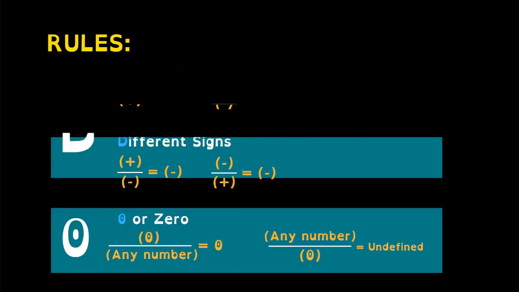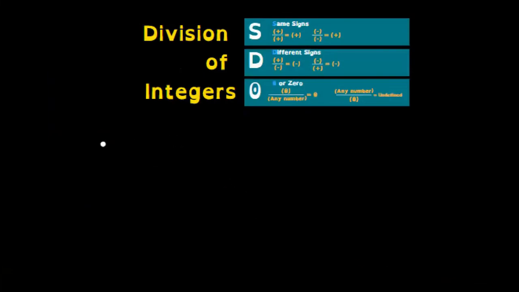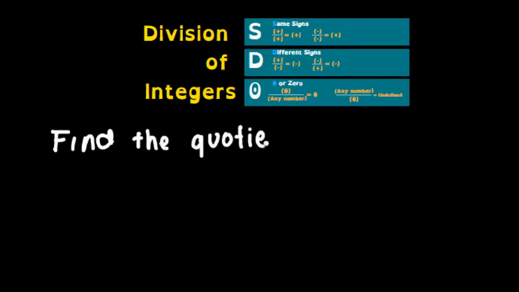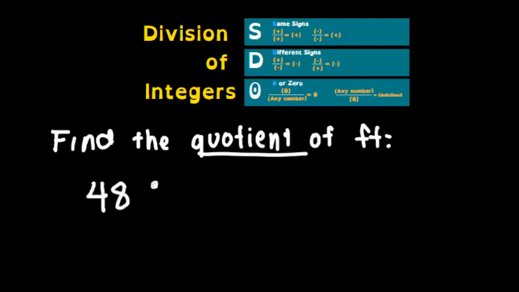Let's try some examples. We need to find the quotient of the following. Okay? Pag sinabing quotient, students, that is a division. Synonymous sa division yan. So, let's try the first example, 48 divided by 8.